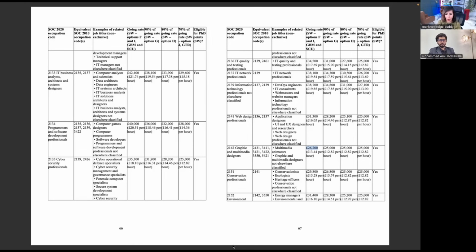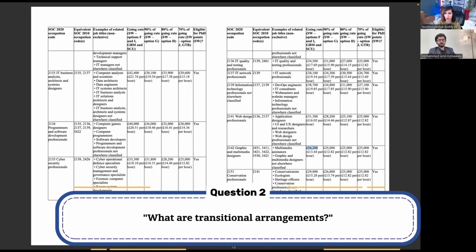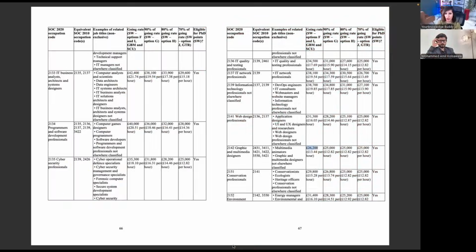Which job codes are allowed to have transitional arrangements versus which are not? So, Sarika, transitional arrangement is a temporary protection which is put into place for people who are already in the skilled worker route. So, let's say when people are on a skilled worker route pre-April 2024, or who are on a skilled worker route pre-July 2025, they will be put under the transitional arrangement.